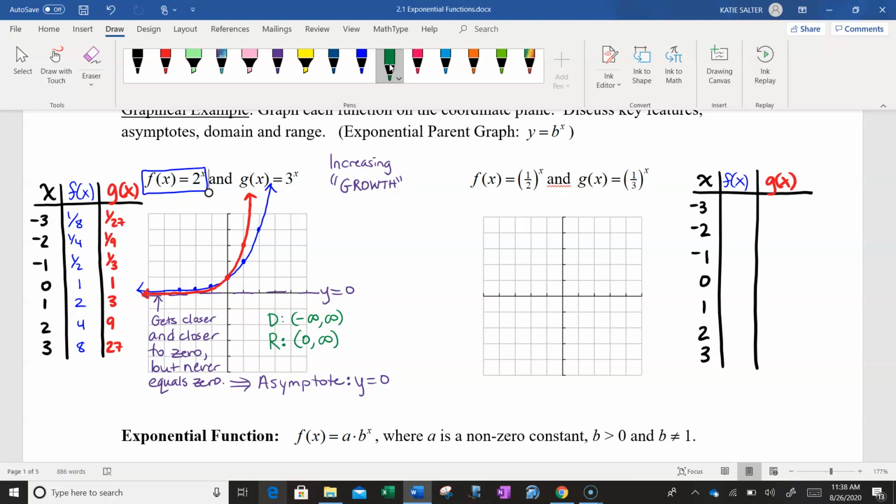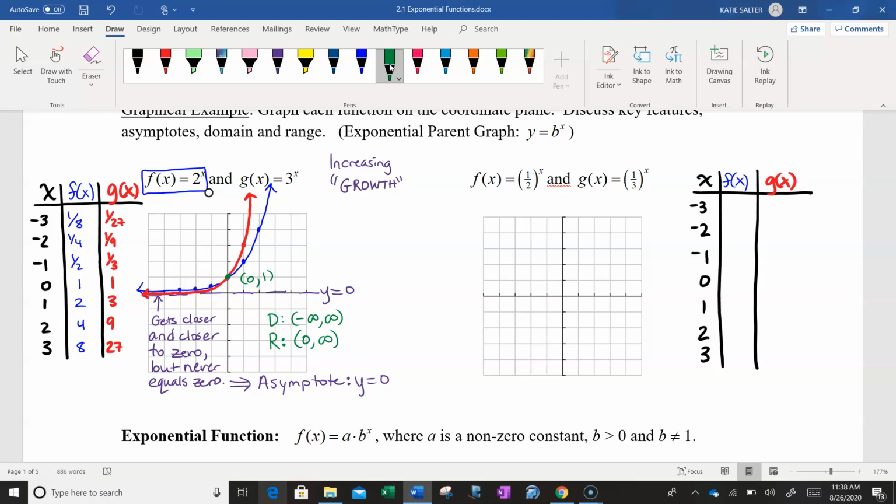You'll also notice that both of these graphs have the same y-intercept. They both have a y-intercept right here at (0, 1), and that's because any number raised to the 0 power gives us 1.